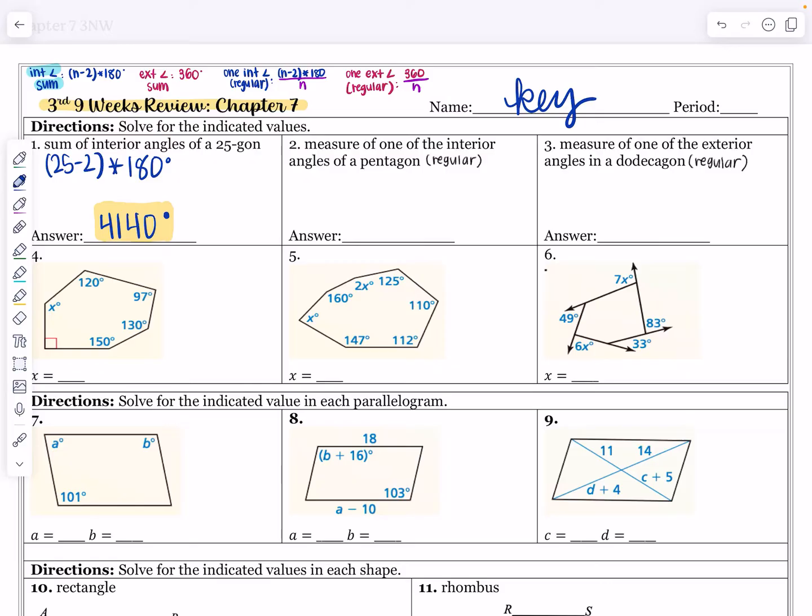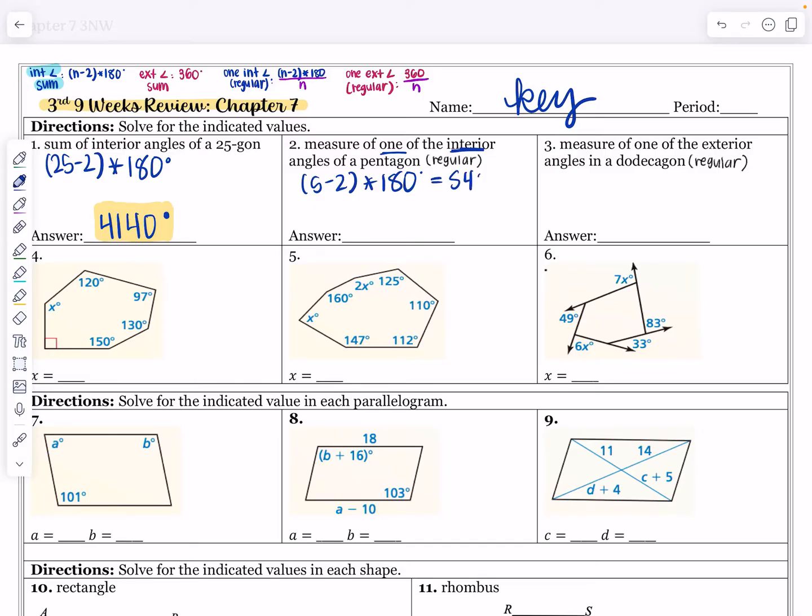So what would be the measure of one interior? So I'm going to underline that word. One interior if it is a regular pentagon. We did have to add the word regular to these instructions. So if it's a regular pentagon, we would do 5 minus 2 times 180 to find the sum. 5 minus 2 times 180 should give me 540.